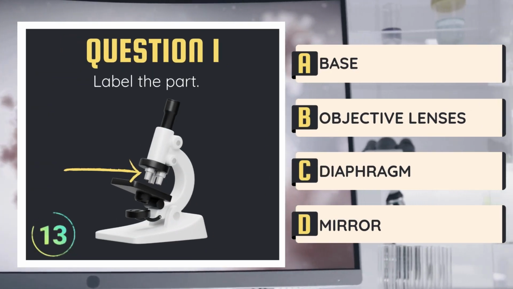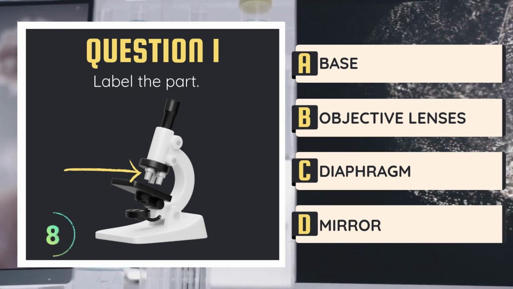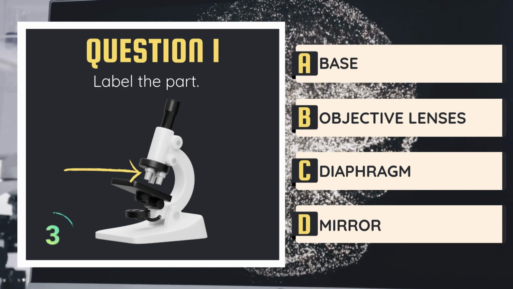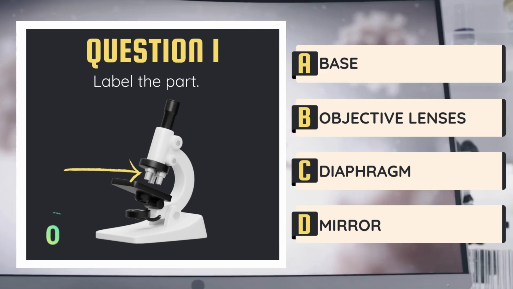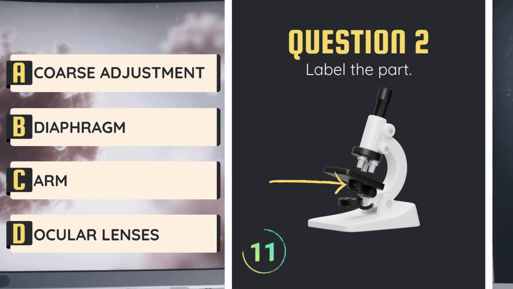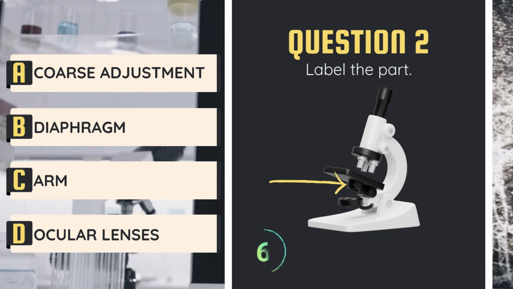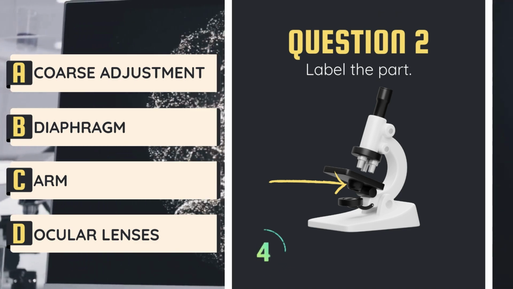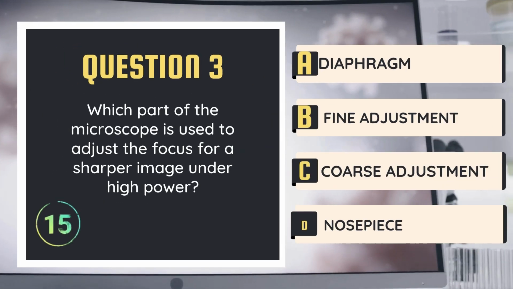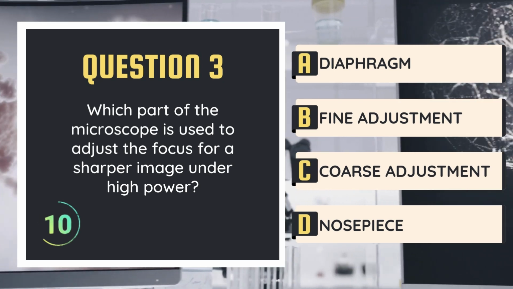Label the parts. Label the parts. Which part of the microscope is used to adjust the focus for a sharper image under high power?